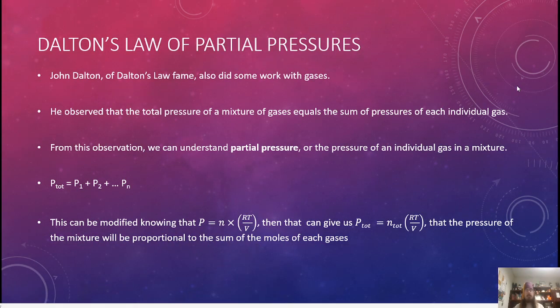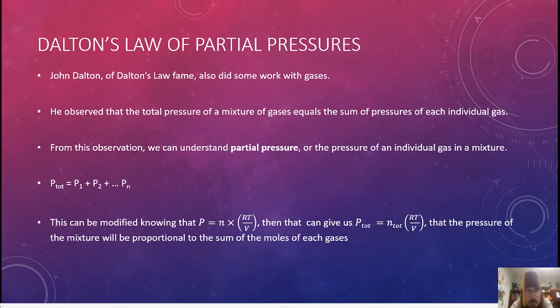Now, Dalton's law, named after John Dalton, of the atomic theory, who also did some work with gases. He was able to observe that the total pressure of a mixture of gases equals the sum of each individual gas. Taking that original Amedeo Avogadro example, where you could react a balloon filled with 2 liters of one gas and a balloon filled with 1 liter of oxygen to produce water, if you pop those balloons, you would generate pressures equal to 3 pressures worth of gas.